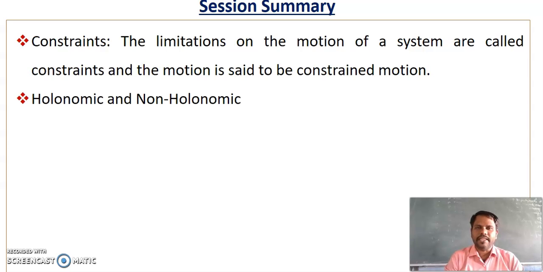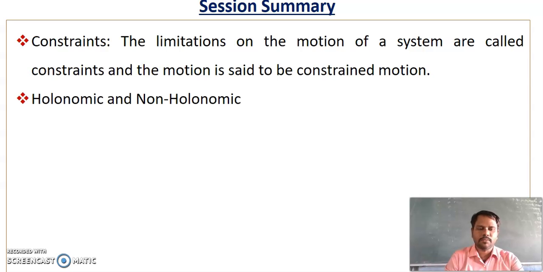So students, in this session we learned what you mean by constraint. That is, the limitations or restrictions on the motion of a system are called constraints, and the motion is said to be constrained motion. Two types, namely holonomic and non-holonomic constraint.